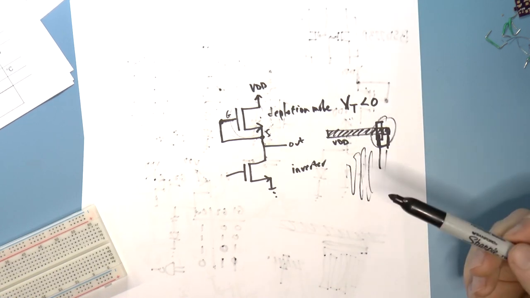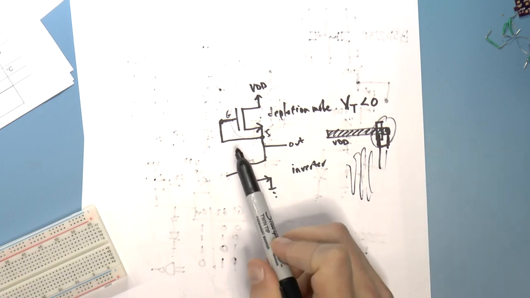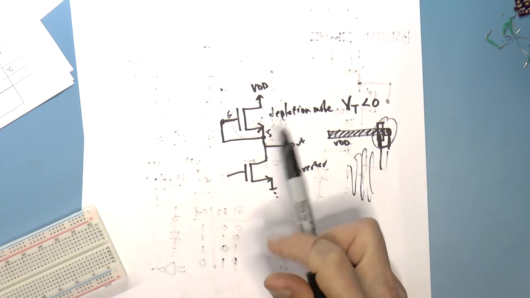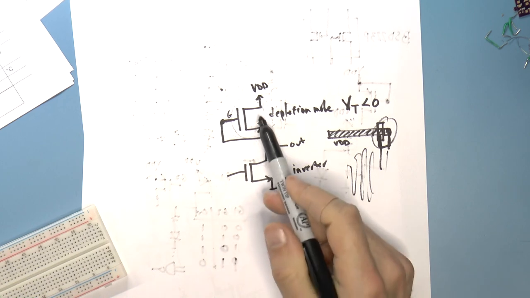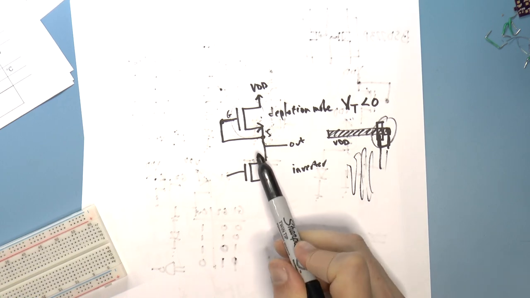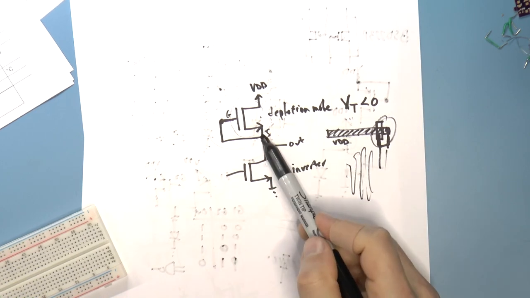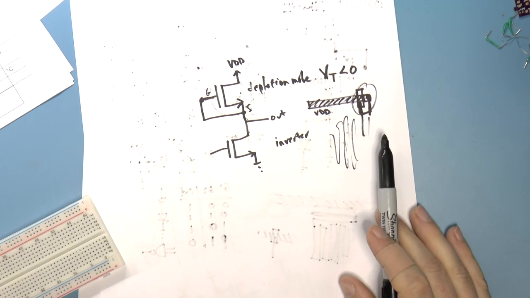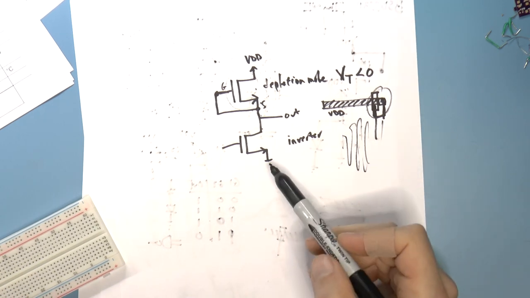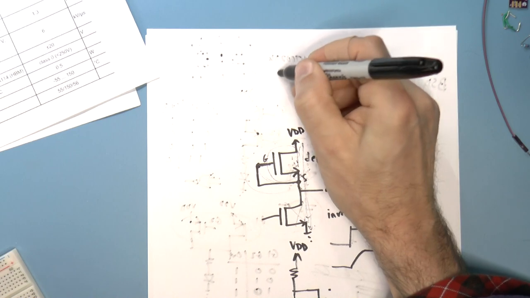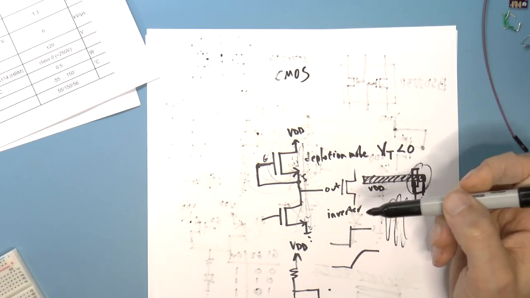So that is how in purely NMOS circuits you fabricate resistors in an integrated circuit. Now, I don't have any depletion mode MOSFETs, so we can't really experiment with this, and I don't really want to. So let's talk about CMOS, or complementary MOS.